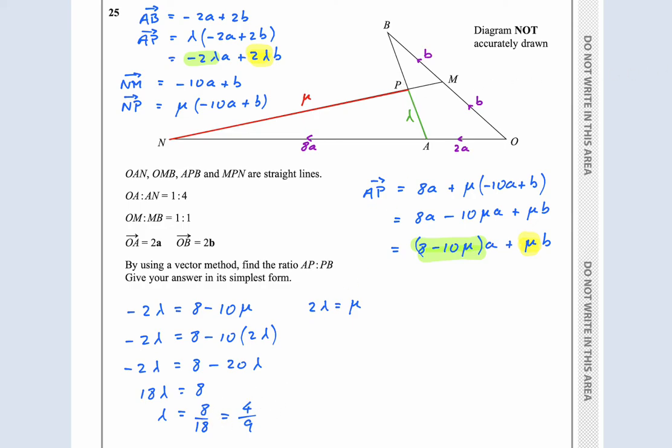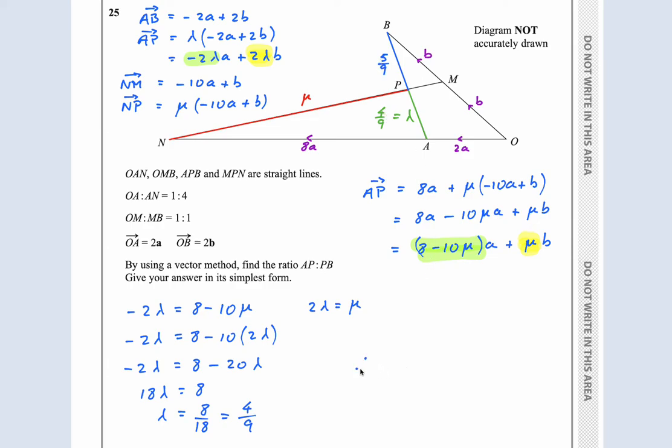So if this lambda is 4/9, that means this green part is 4/9 of the total distance from A to B, which means this distance has to be, let me just use blue, this distance has to be 5/9 of AB. So this is 4/9, this is 5/9. The question says, what's the ratio of AP to PB? Well, it's 4/5. That's the ratio.